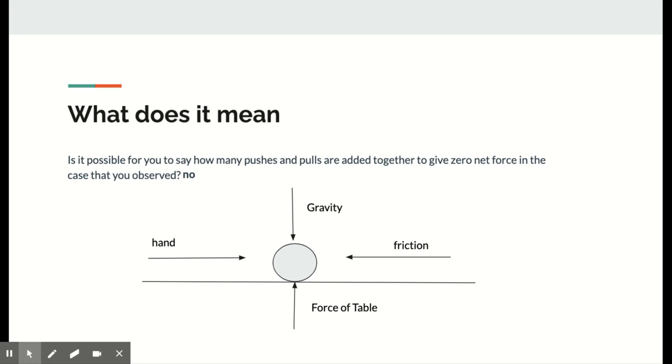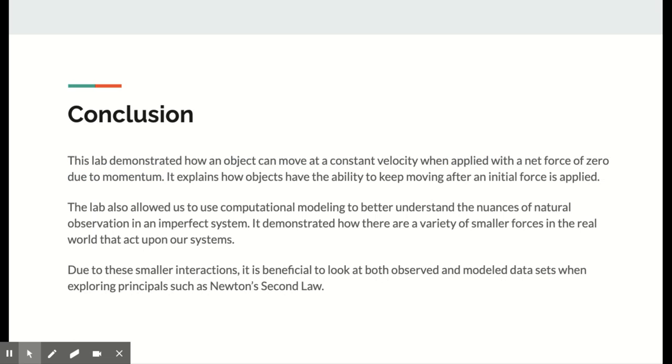as shown by the difference between the modeled and observational graphs. This lab demonstrated how an object can move at a constant velocity when applied with a net force of 0 due to momentum. It explains how objects have the ability to keep moving after an initial force is applied.